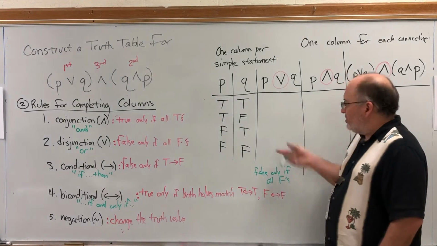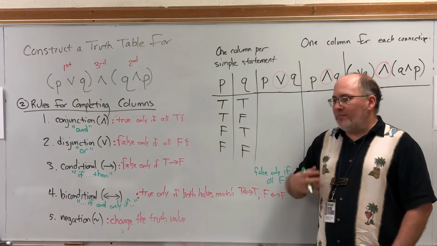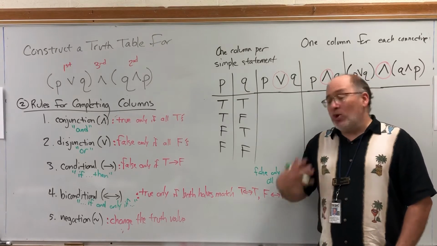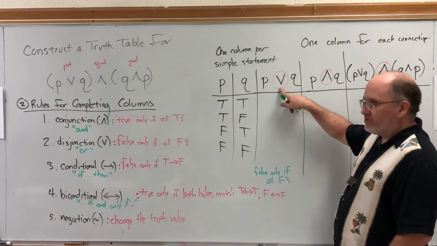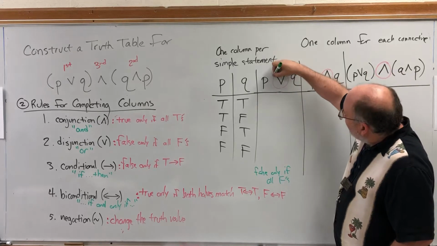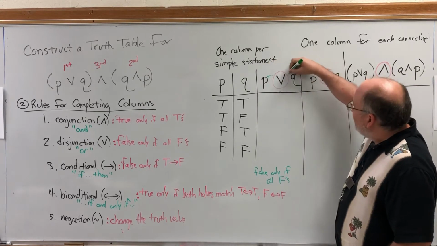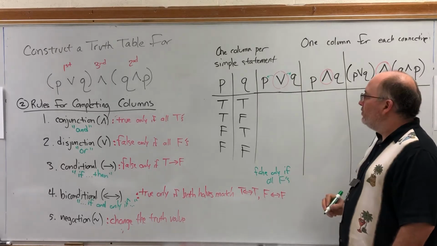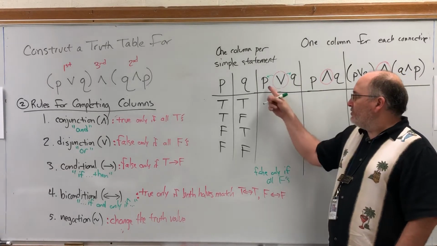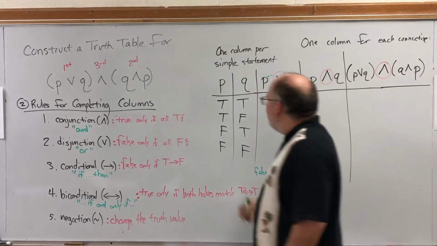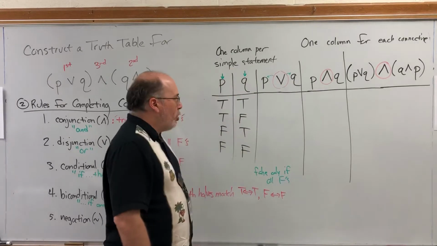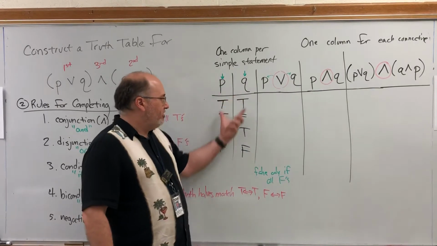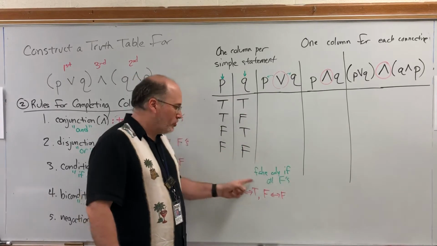The second question you have to ask yourself is, what columns am I going to do the rule to? That's where you look on both sides of this connective. On the left side of this connective is a P, and on the right side is a Q. So I need to go find the columns that represent P and Q. That would be these two columns. So I'm going to look at these two columns, and I'm going to do this rule.